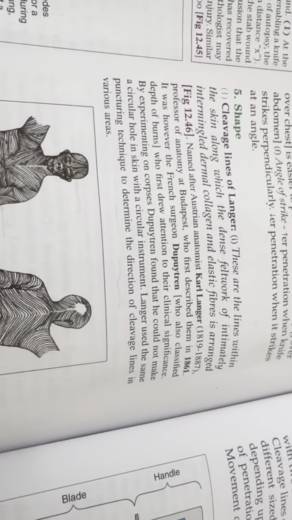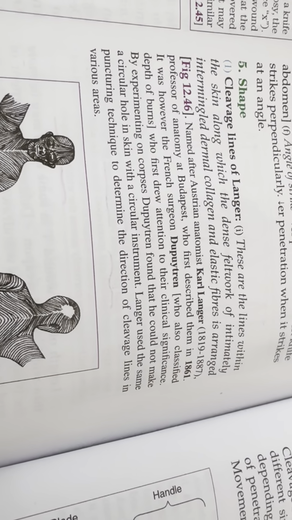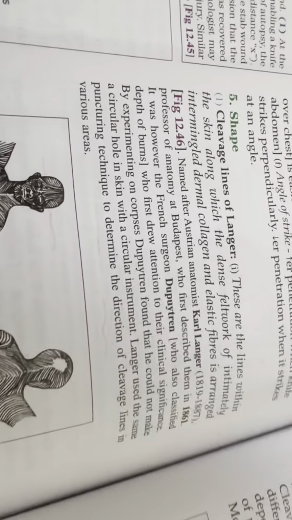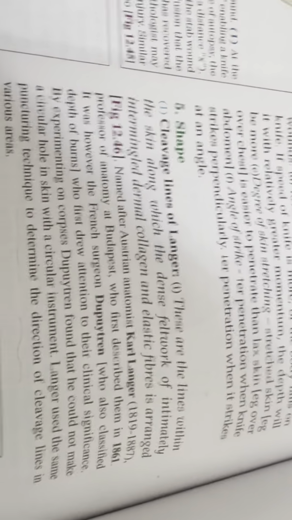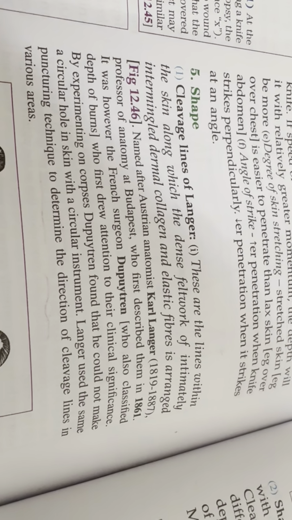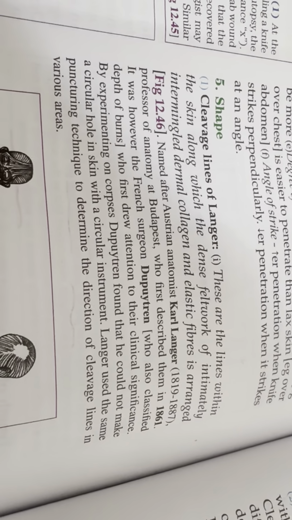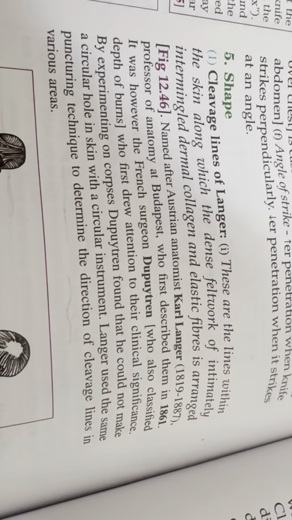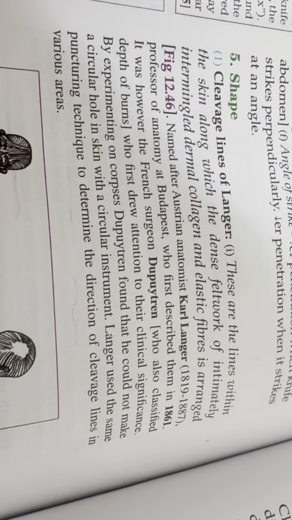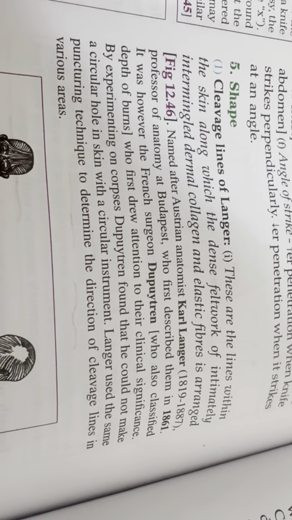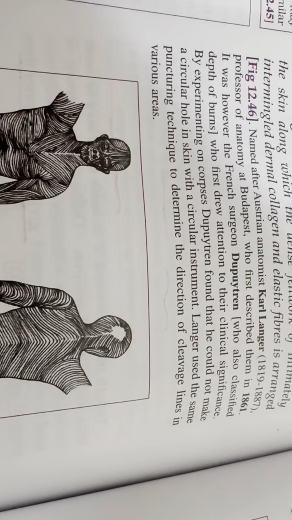Shape. Cleavage lines of Langer. These are lines within the skin along which the dense network of intimately intermingled dermal collagen and elastic fibers is arranged. Dupuytren, the surgeon, first drew attention to their clinical significance by experimenting on corpses. Dupuytren found that he could not make a circular hole in the skin with a circular instrument. Hammer used the same puncturing technique to determine the direction of these lines and areas.